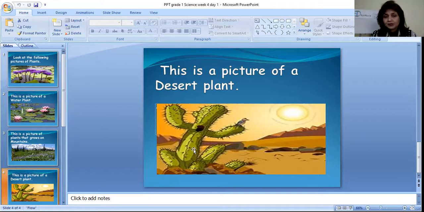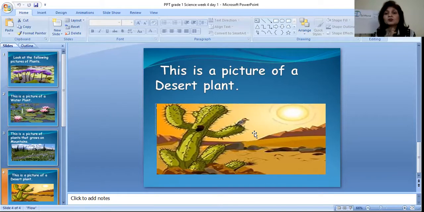Now these thorns help the plant to protect itself. This plant grows in very hot and dry places, right? When it grows in the desert, the area is very, very hot and very dry. This plant grows in hot and dry desert, and sometimes it has very, very deep roots. The roots are deep inside the soil.